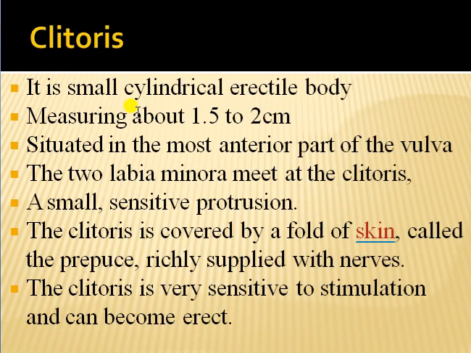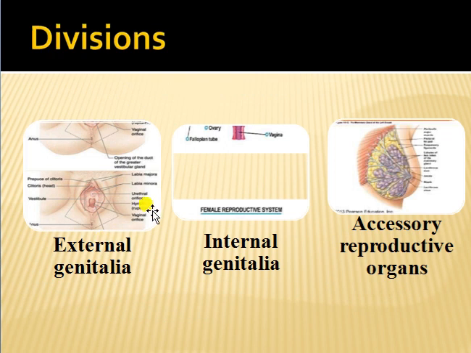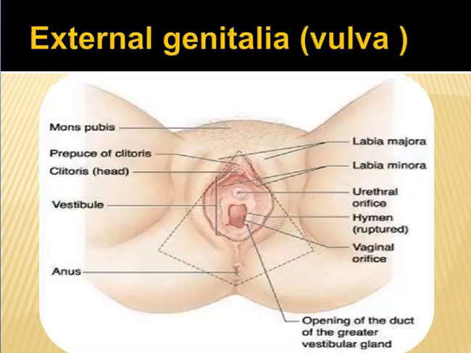Clitoris: it is a small cylindrical erectile body about 1.5 to 2 centimeters, situated in the most anterior part of the vulva. So these are external genital organs. This part we can call the clitoris.